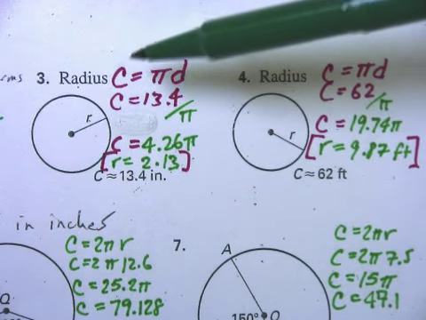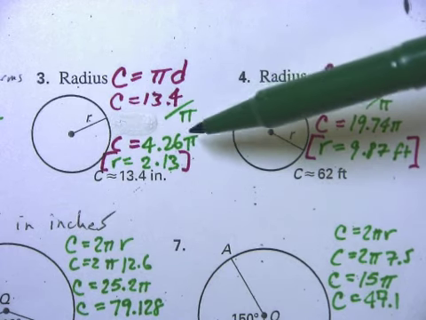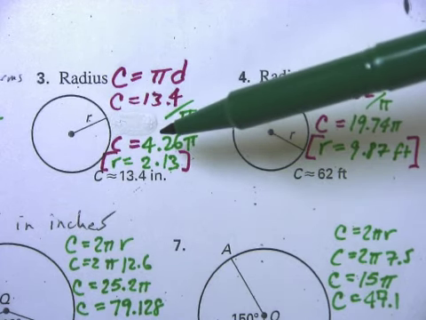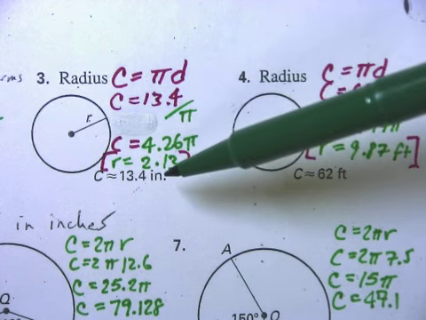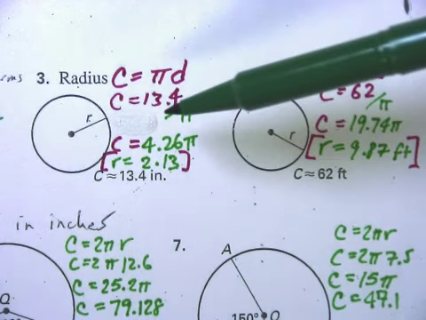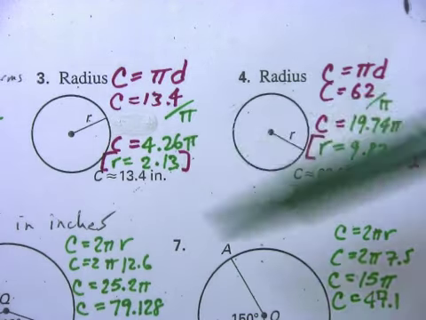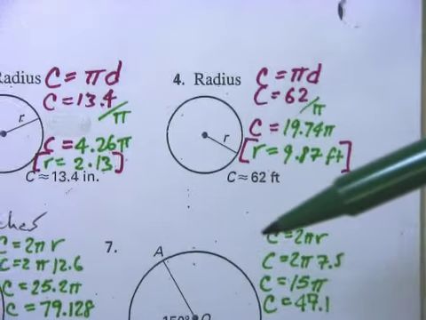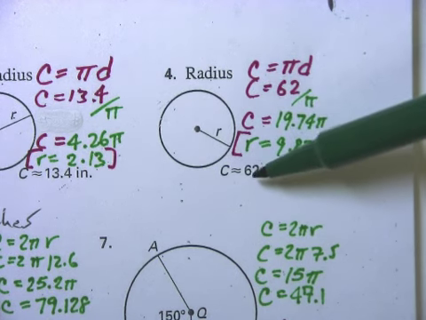Why is that important? Because remember that the circumference is pi times the diameter. Well, here I have my circumference with pi, then 4.26 must be my diameter. And if my diameter is 4.26, well then my radius is 2.13. So putting the circumference in terms of pi has the benefit of being able to see the diameter and the radius.